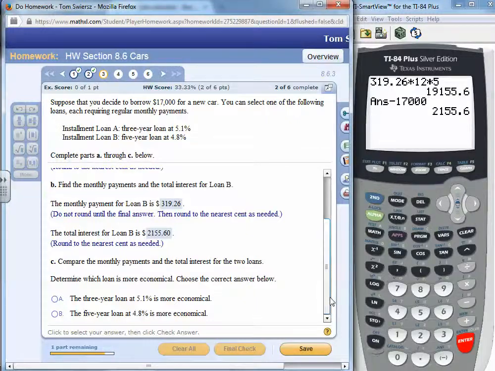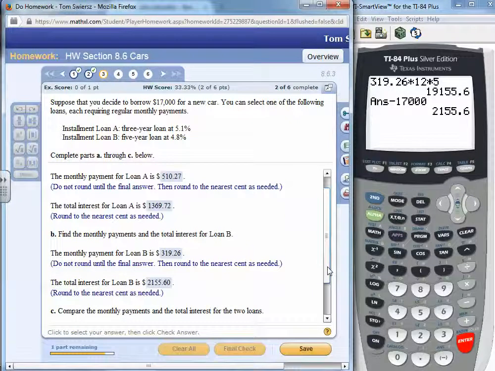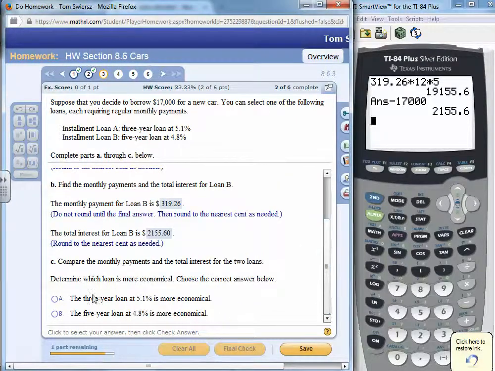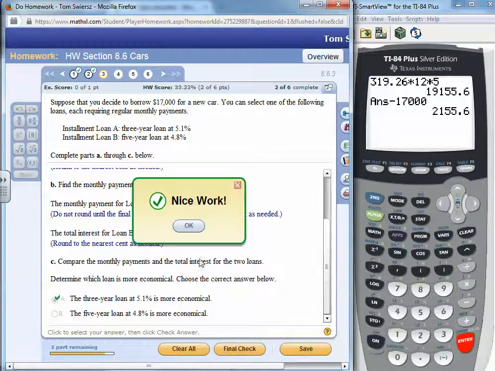Okay, determine the more economical. Notice that the total interest for loan A was only about $1,369, and for loan B it was $2,155.60. So definitely we would pay a lot less interest for the 3-year loan. So the answer is, according to those numbers, the 3-year loan at 5.1% is more economical because we paid a lot less interest.